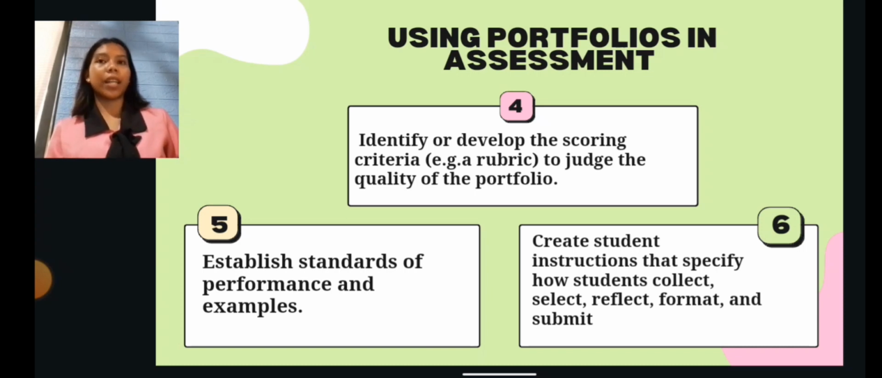And the last one is create student instructions that specify how students collect, select, reflect, format, and submit. So it is where the students must really listen to the instructions given by their teachers, because this is where you will follow the instructions on how you are going to make your portfolio, or what are the things you are going to put or make in that portfolio, the format, the reflections, and everything.